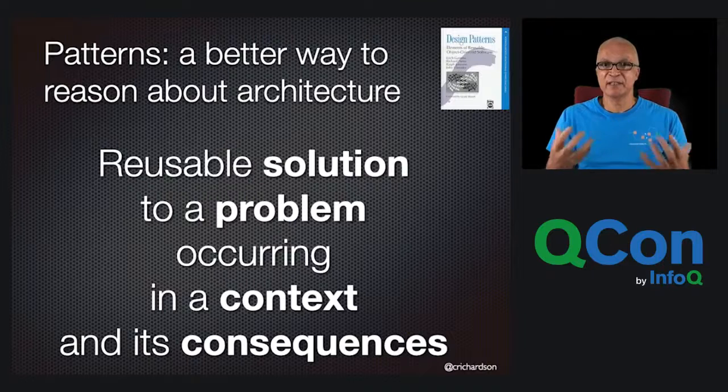A pattern is a reusable solution to a problem occurring in a context and its consequences. It's a relatively ancient idea. They were first described in the 70s by the real-world architect Christopher Alexander. They were then popularized in the software community by the Gang of Four book in the mid-90s. Christopher Alexander was surprised to find himself invited to speak at software conferences when that happened.